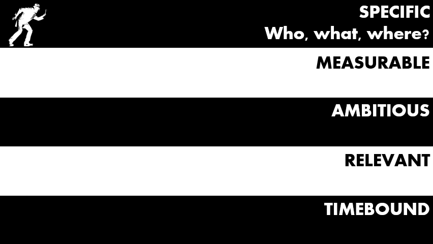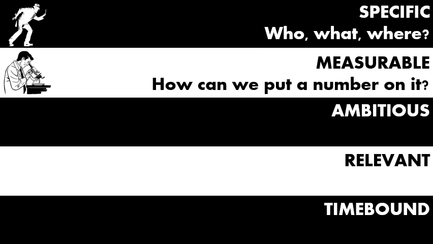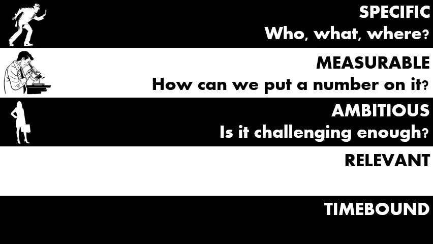And for each of these characteristics of effective goals, we're going to have a little guest pop up and ask us some questions about it. So for specific, we're going to have an old-timey detective, and he's going to ask us who, what, and where. For measurable, we're going to have a scientist, and he's going to ask us how can we put a number on it. For ambitious, we're going to have a businesswoman, and she's going to ask us, is it challenging enough? For relevant, we're going to have a philosopher, and he's going to ask us why.